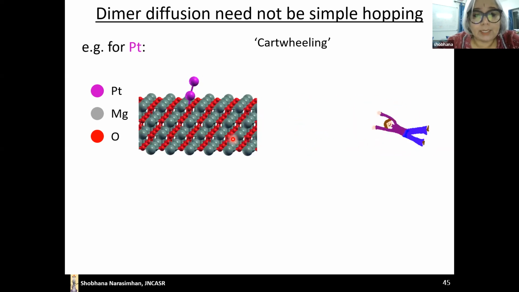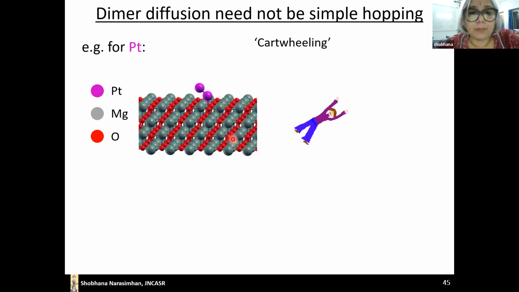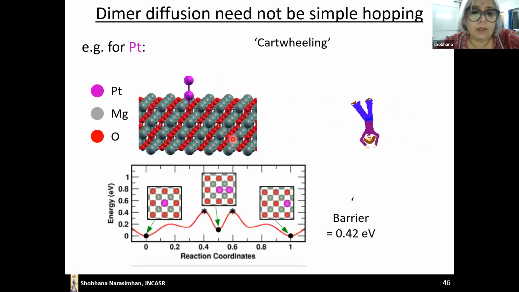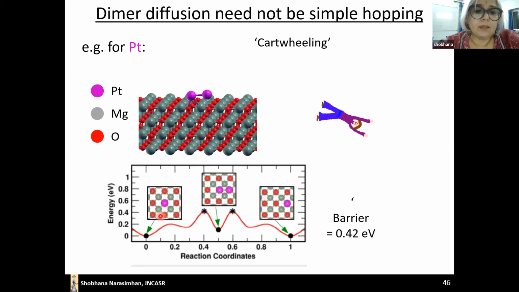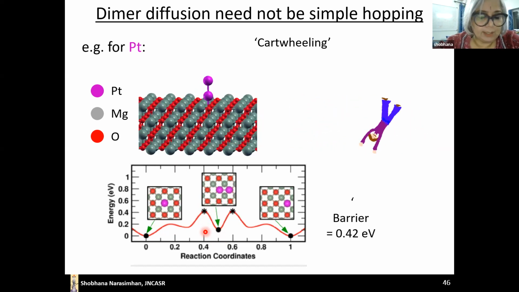Incidentally, in this process, it also switches between being magnetic and non-magnetic. If you look at the global energy minima, but during the diffusion process, it's not clear that the spin can change. And the energy landscape looks much more complicated. And if you look at the barrier from here to here, it is 0.42 electron volts.